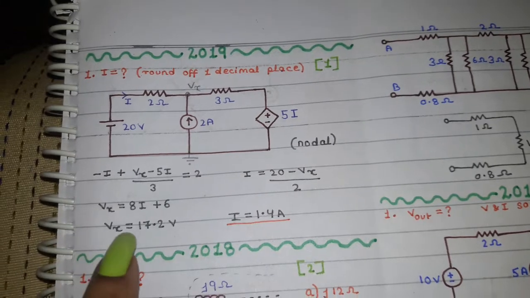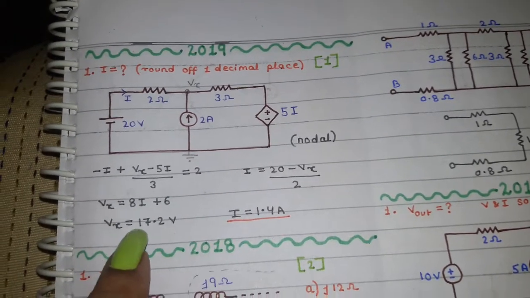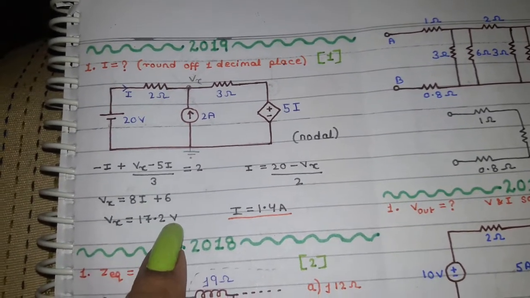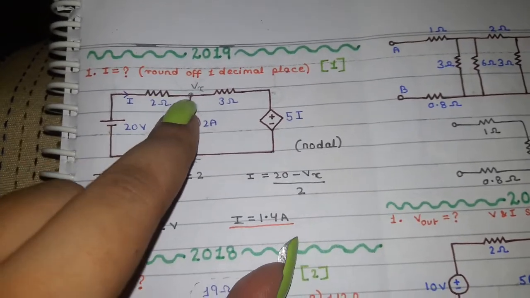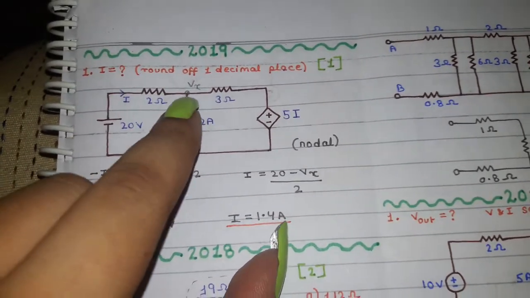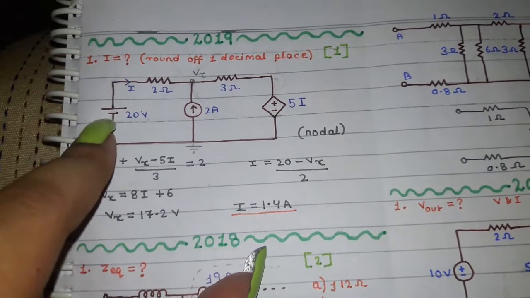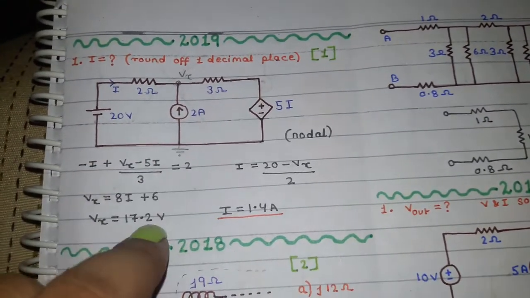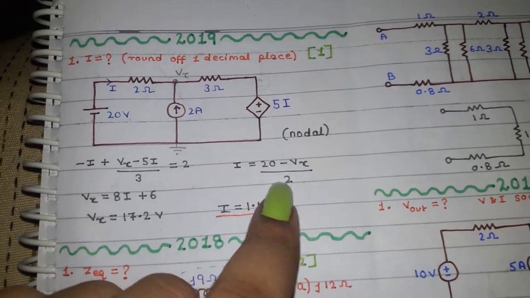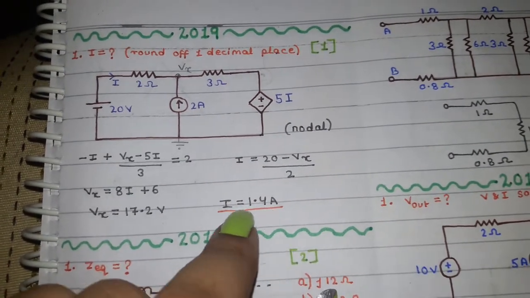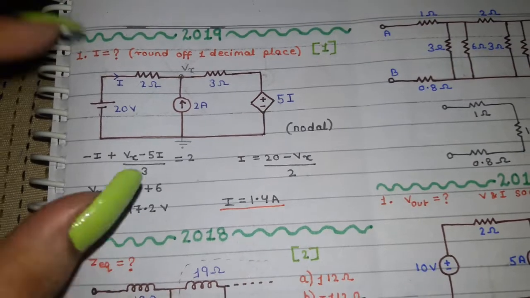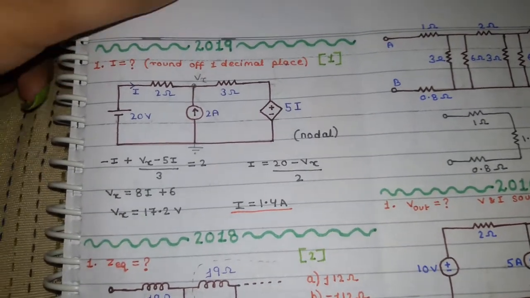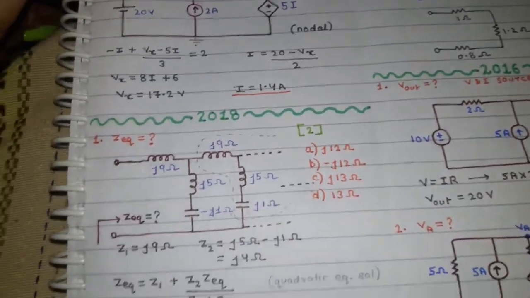On solving it, you get the reference node voltage as 17.2 volts, and by nodal analysis you know that the value of this current is actually (Vx minus 20) upon 2. So when you put the value of Vx in this particular equation over here, you get the value of I as 1.4 ampere. So this question is pretty easy and nothing to be worried about.